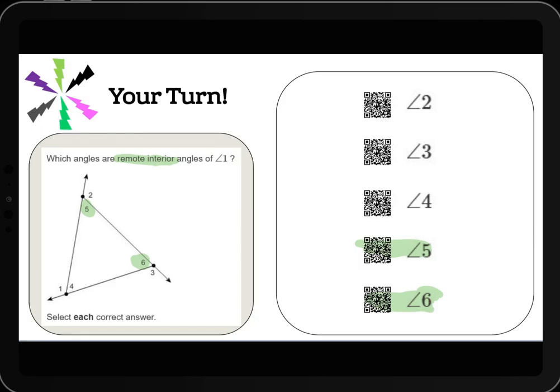Angle 1 is the exterior. Now the exterior angle theorem says that the measure of angle 1 equals the measure of angle 5 plus the measure of angle 6, to be more specific. So that's what the exterior angle theorem says.